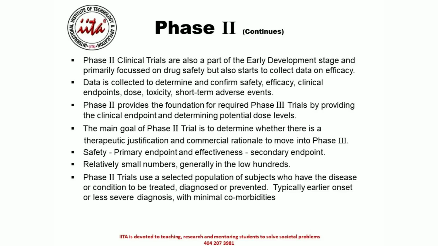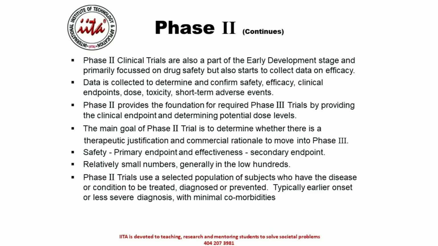Phase 2, continued. Clinical trials are also part of the early development stage and primarily focus on drug safety, but also start to collect data on efficacy. Data is collected to determine and confirm safety, efficacy, clinical endpoints, dose, toxicity, short-term adverse events. Phase 2 also provides the foundation for required Phase 3 trials by providing clinical endpoints and determining potential dose levels. The main goal of Phase 2 trials is to determine whether there is a therapeutic justification and a commercial rationale to move into Phase 3.